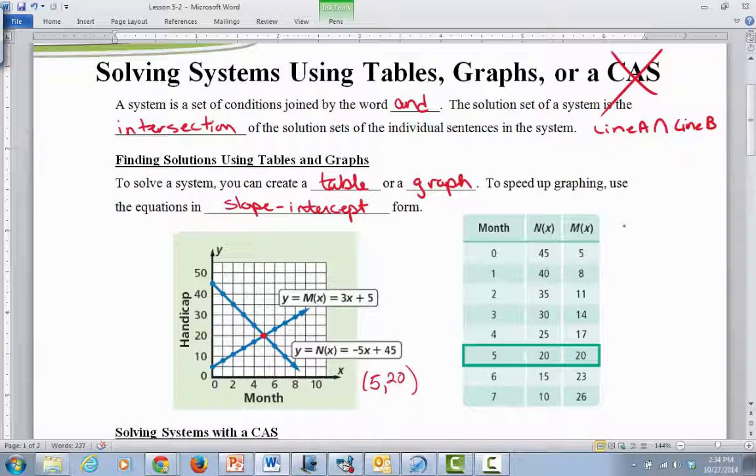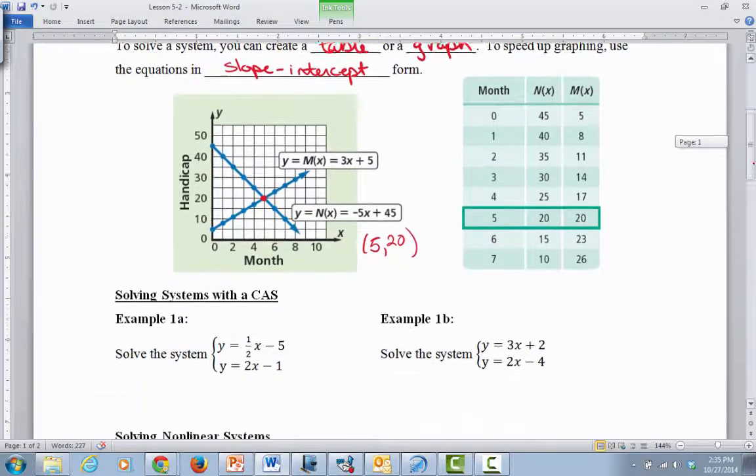Okay? If you were to look at the table over here, you can see that they have 5 in common because they both have an output of 20 at that point. So wherever they are the same in the table, that's also your solution. So if you were solving by table, you would have to do a lot of guessing until you found the common point. Okay? Nice thing about graphing is you just graph it and you find it really quick.